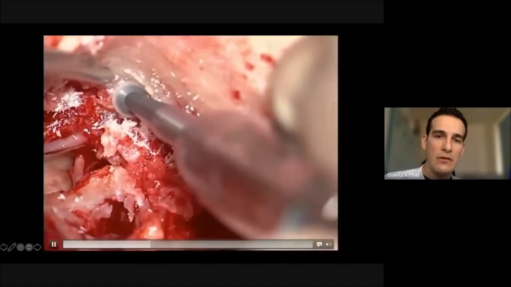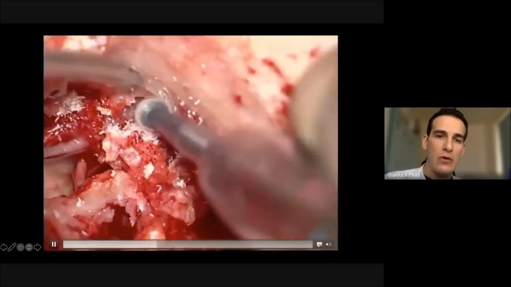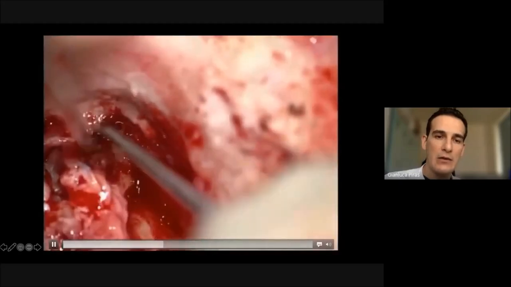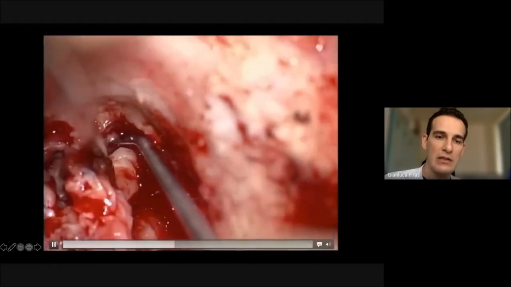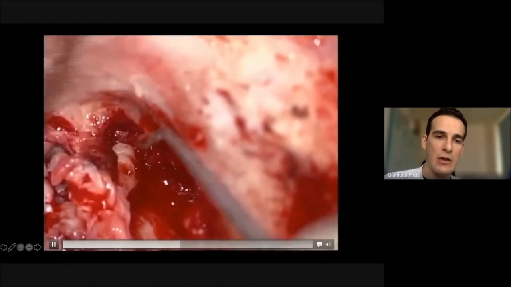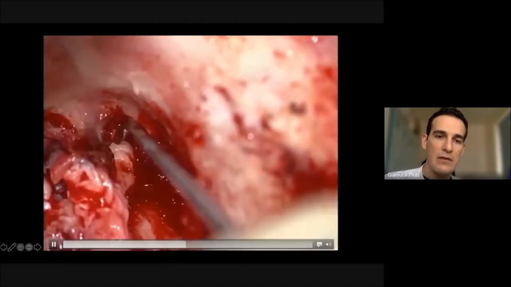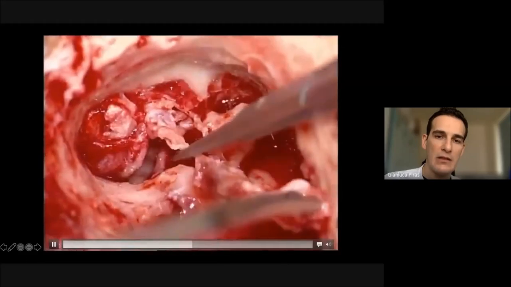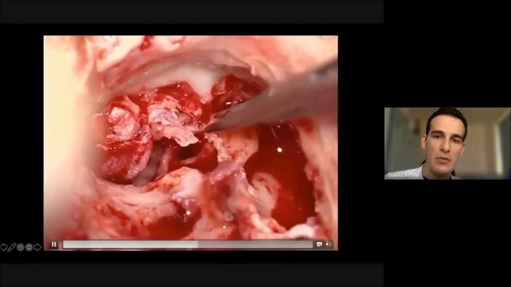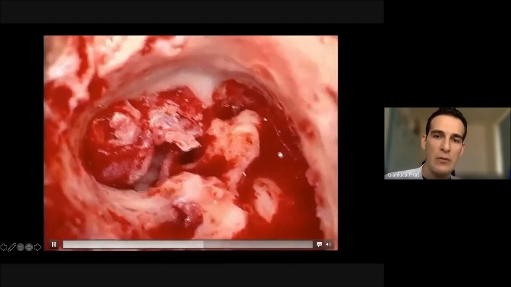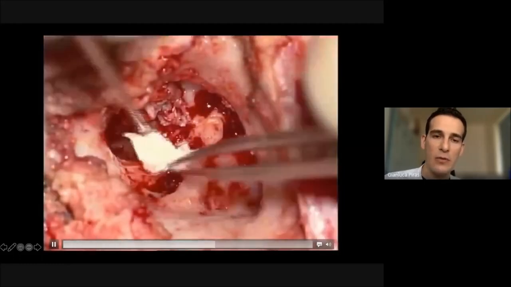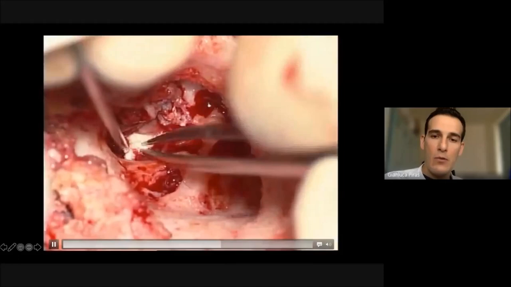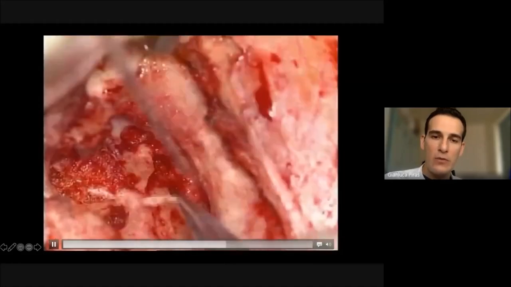You follow the middle fossa dura. In this way, you control all the attic, not touching the ossicles, which are here. You see here the malleus, which is intact. That's the body of the incus. You understand if there is some pathology in the anterior attic. In this case, we had some polyps. That's why I told you it's important to deal with mastoidectomy, because it's usually not only a cholesteatoma. Then once all the cholesteatoma has been removed, you can reconstruct.